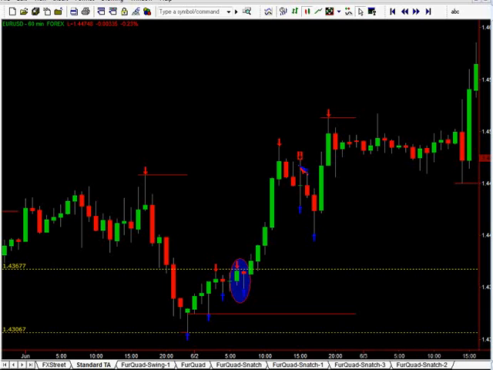Now if you notice in this case, the swing low and the swing high are on the same bar. That's fine. So high, higher low, lower high, lower swing low. So if price went below that lower swing low here, the bias will change from up to down. And as we can see, that didn't happen.